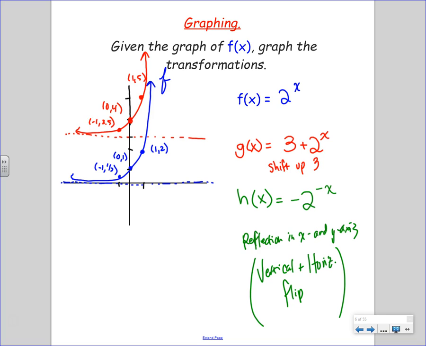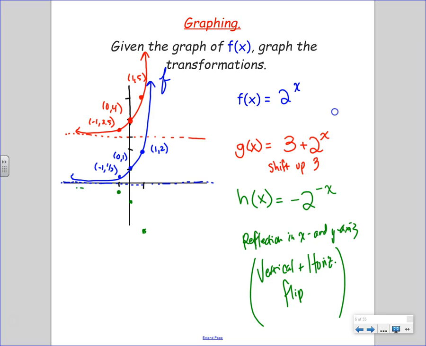To do 2 flips, we kind of have to do one at a time, right? Which one do you guys want to do first? Vertical, then horizontal? Vertical. Sure. So what do we do with vertical? We take all the y's and flip the sign. So instead of having (0, 1), it's going to be (0, -1). Instead of (1, 2), instead of (-1, 1/2), it's (-1, -1/2).